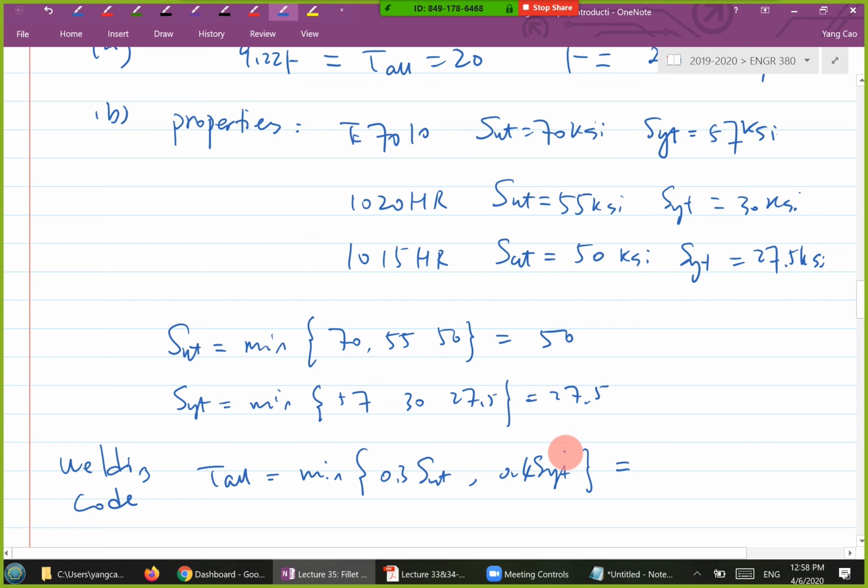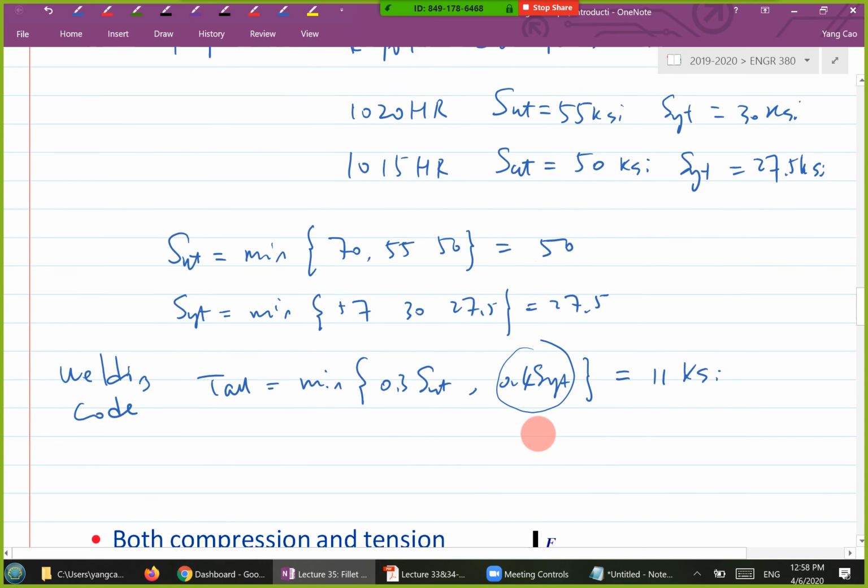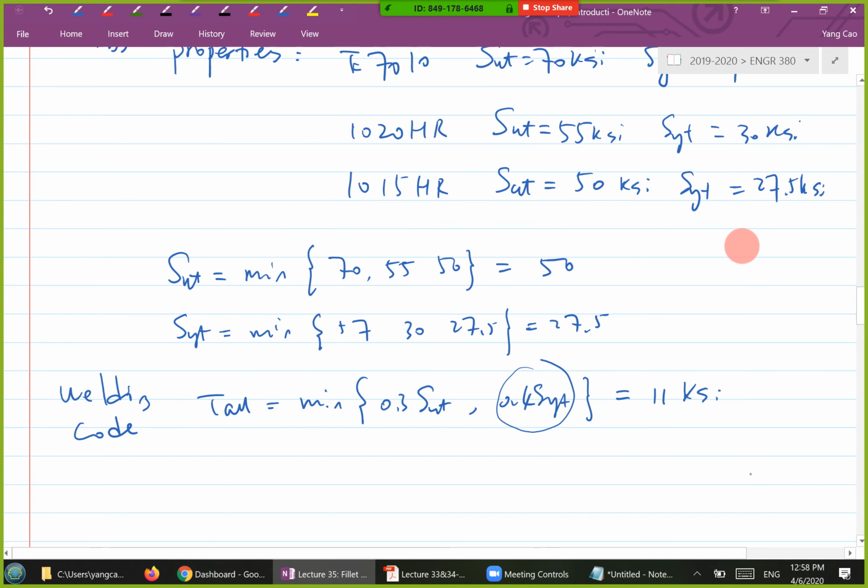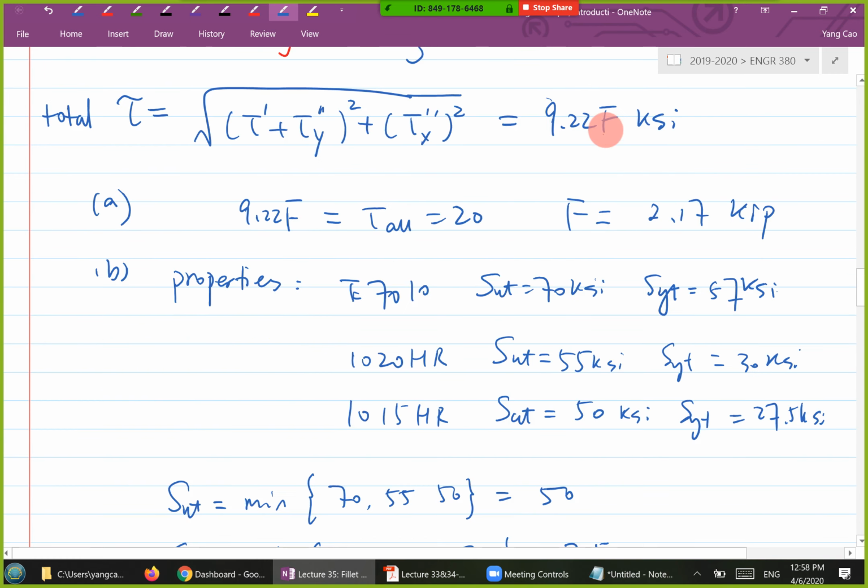And then you multiply these together, you get basically out of here this 11 KSI. Okay. So if you do a calculation, I believe this one is the minimum here. Okay. All right, last step: let the allowable one equal to the actual shear stress and solve for F.